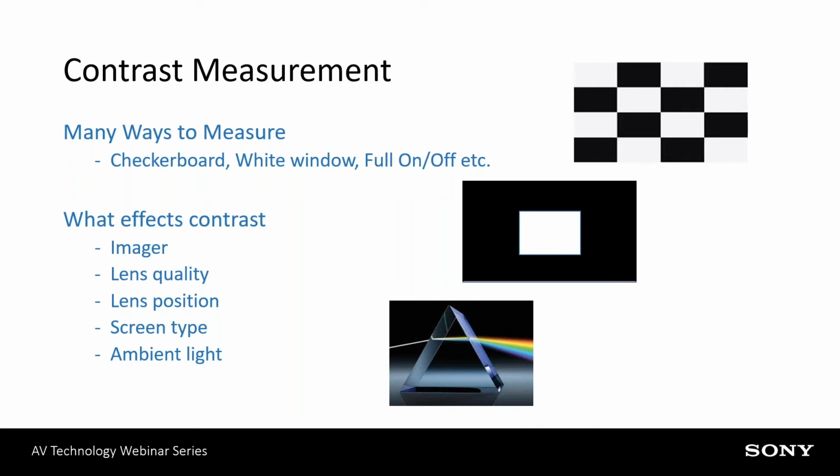Screen type, and probably one of the things that's most abused, is ambient light. If a projector is trying to project black, and there's a lot of white light from a window, a ceiling light, whatever, hitting the screen, the screen's not going to be black because it's got white light hitting it. So you can have a contrast ratio of a gazillion to 1, and if you have a lot of ambient light in the room, your on-screen contrast ratio won't even be close.